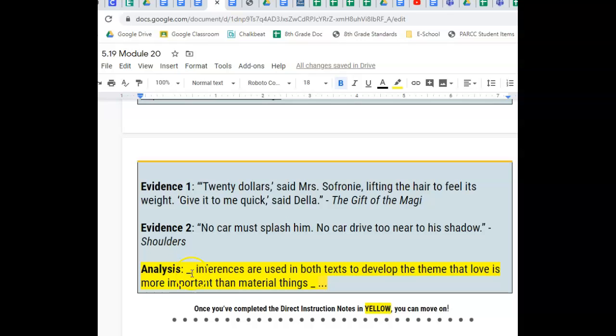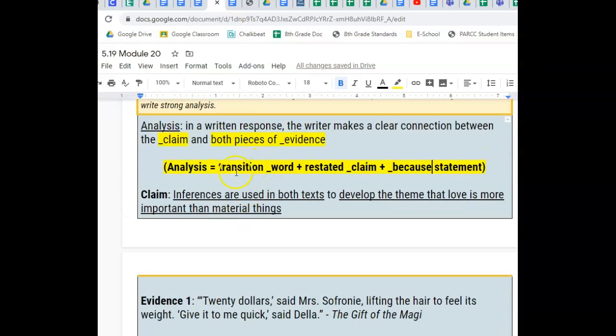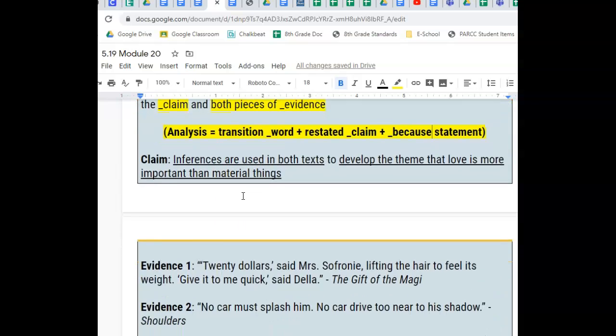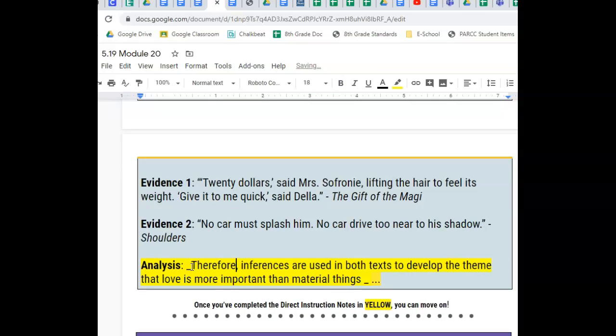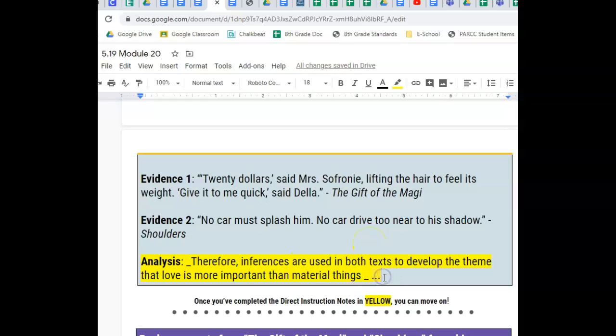So I know if I look back up here to our simple equation that I do need a transition word to bring it together at the end. One that I typically use is therefore, but you could also use something like ultimately. Then if we look at the second piece, right, inferences are used in both texts to develop the theme that love is more important than material things. The second part is the claim, right? So you're restating that claim, right? And then you're going to include your because statement at the end.